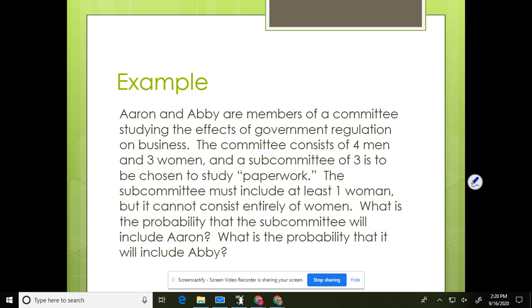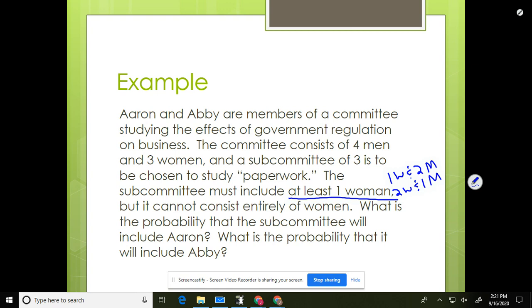That subcommittee has to have at least 1 woman. So basically my subcommittee could be 1 woman and 2 men, or it could be 2 women and 1 man. It says it cannot consist entirely of women, so we can't do one with all 3 women. All right, so those are what I'm looking at. What's the probability that the subcommittee will include Aaron? And then we'll look at Abby here in a minute.